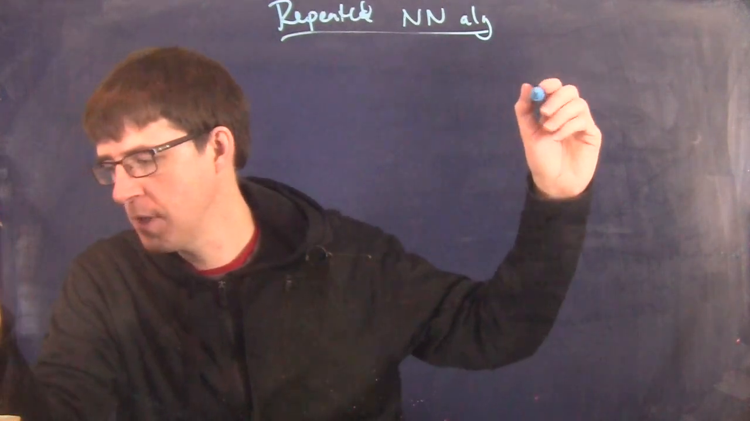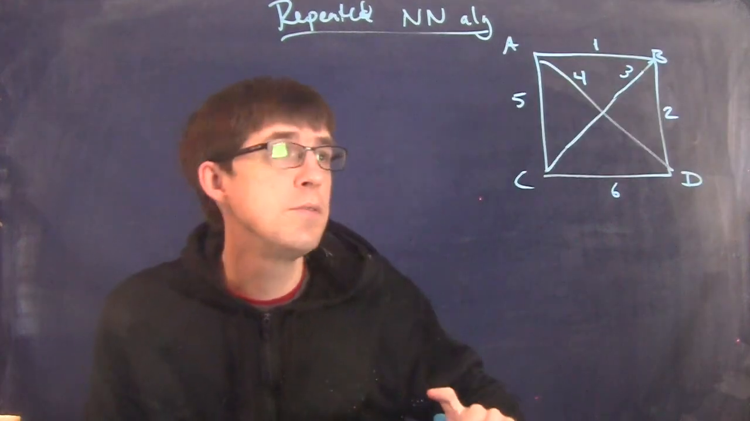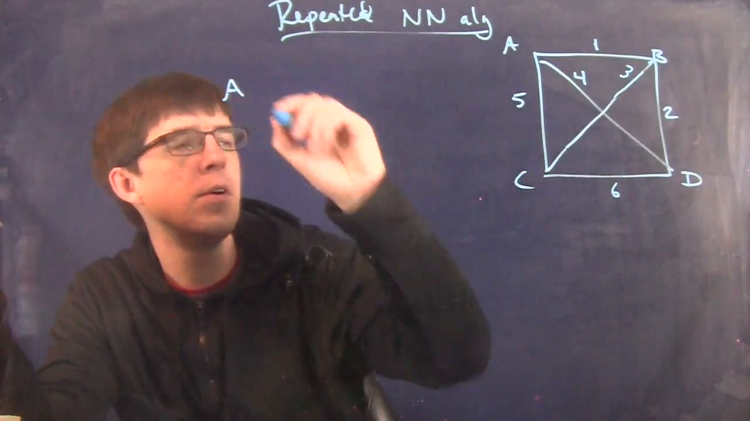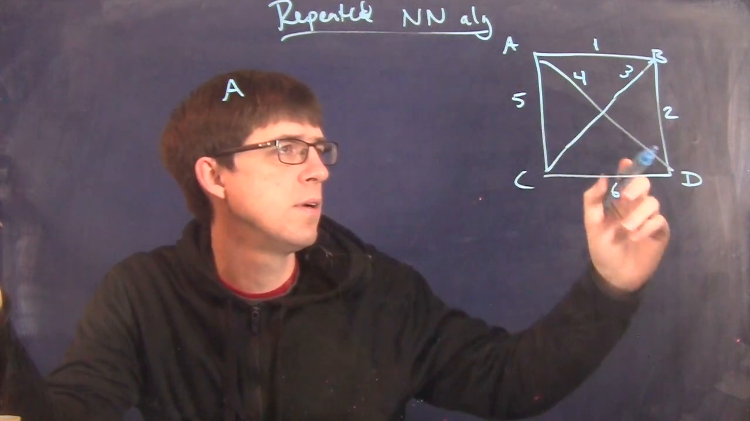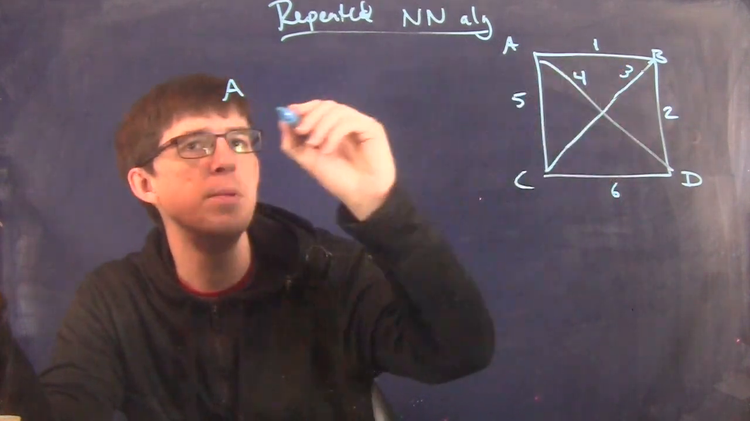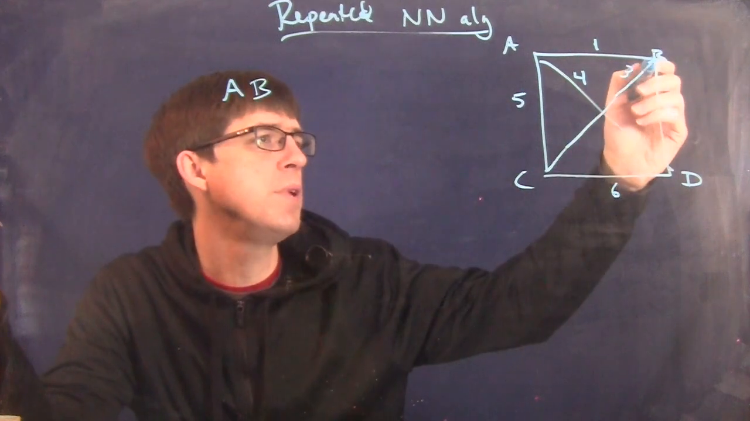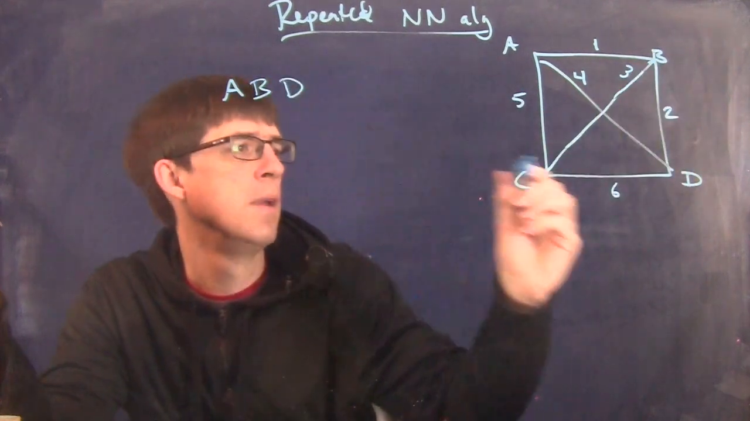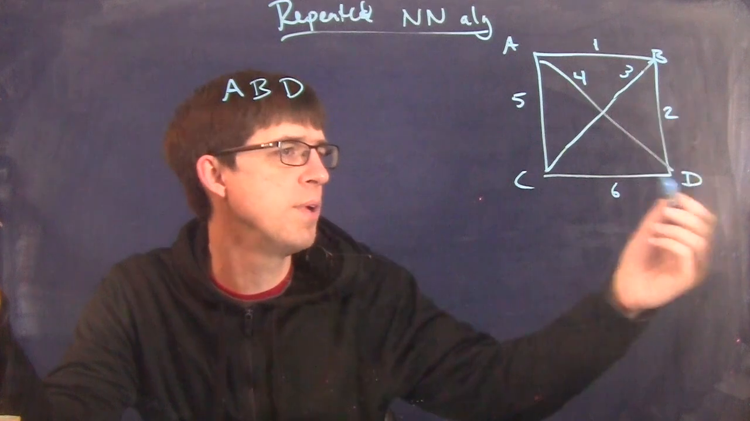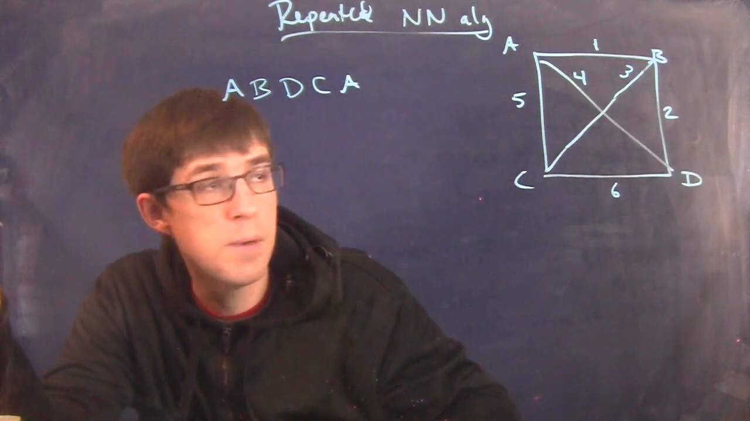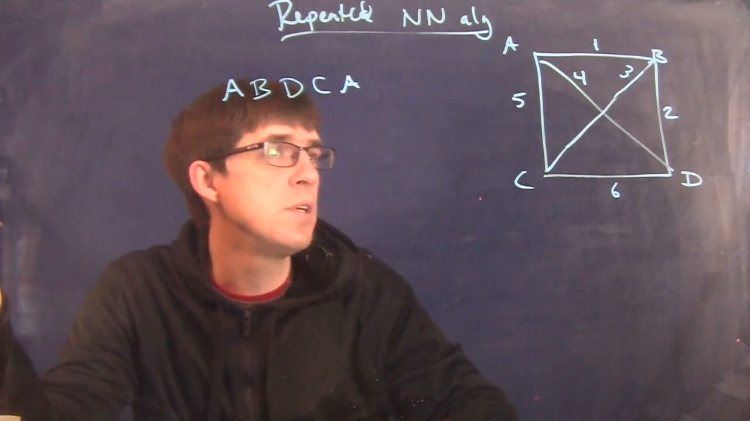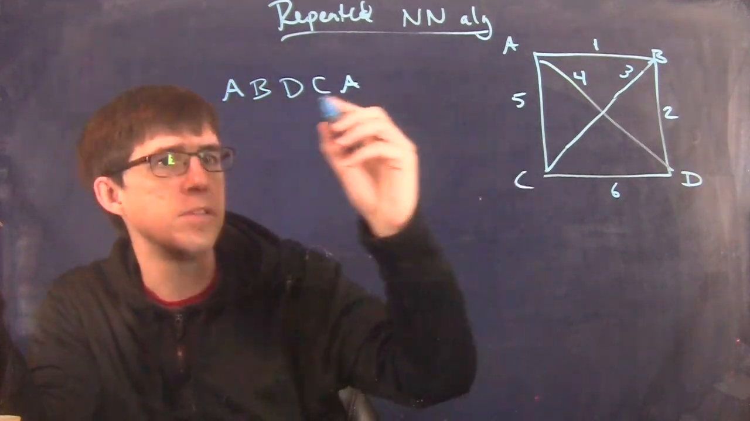Here's an example. Let's see if we can try. All right, first let's do this starting at A. So from A, I go 1, then the 2. I write it down, A to B first. And then from B, I'm going to take the 2 down to D. Now from D, I can't go back to A or B. I got to go to C and then back to A. All right, so this is the nearest neighbor solution starting at A. What about if I started at B?